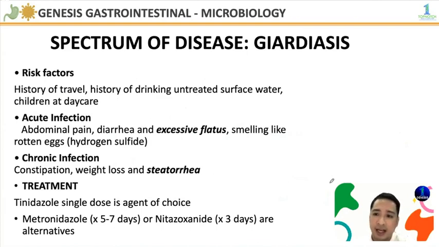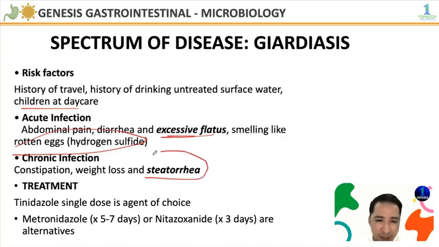Spectrum of diseases for giardiasis, take note of this. Always ask for history of travel, history of drinking untreated surface water, and commonly affecting children at daycare. With acute infection, it will present with abdominal pain, excessive flatus, utot ng utot na napakabaho, rotten eggs because of the hydrogen sulfide. Because of the malabsorption, the patient will present with foul-smelling, greasy stool, malabsorption of fat-soluble vitamins, there is steatorrhea. The treatment of choice is to give metronidazole. If you want a longer half-life, you have your tinidazole and a luminal agent, nitazoxanide.